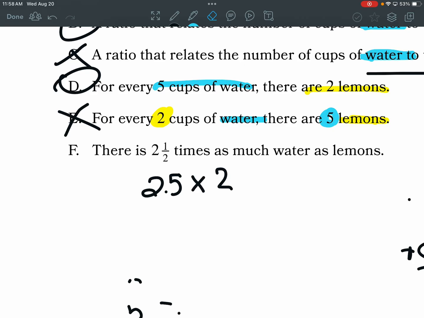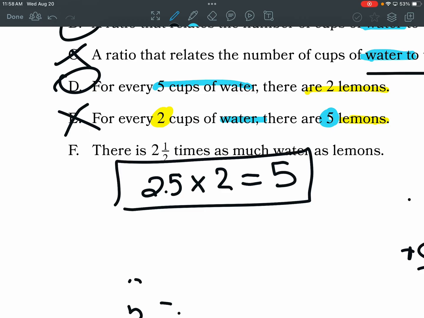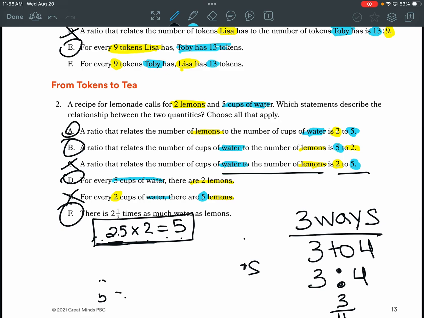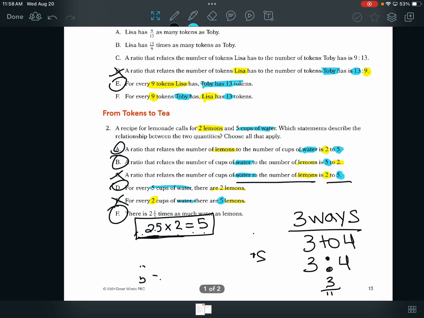I'm erasing some stuff here. Is this true? Type that into your calculator. Type in 2.5 times 2 and tell me what it equals. Okay, so is 2.5 times the lemon equals the water? Yes. That is true. We'll do the exit ticket after lunch. All right, next page.